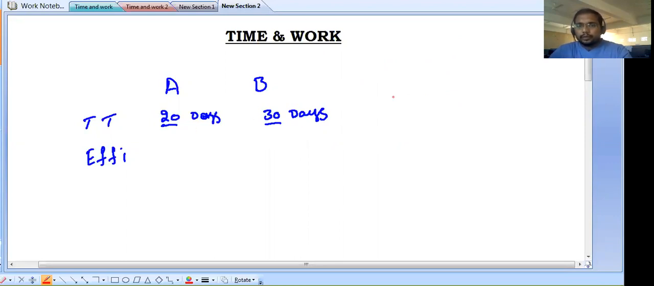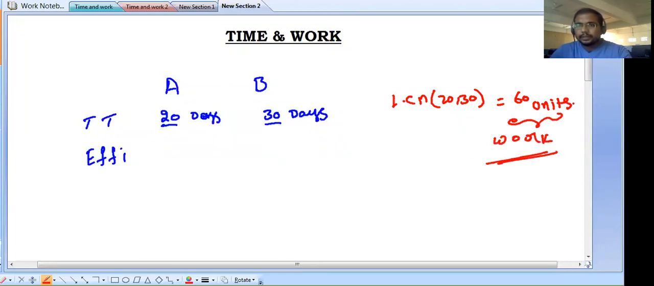LCM of these two values, LCM of 20 and 30, is 60. 60 units is the total work we are taking. So this 60 units is given to A, then he will complete 3 units in a day. In 30 days, B will complete the 60 units. That means 2 units per day.